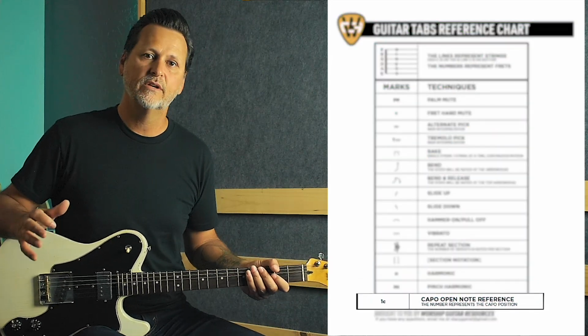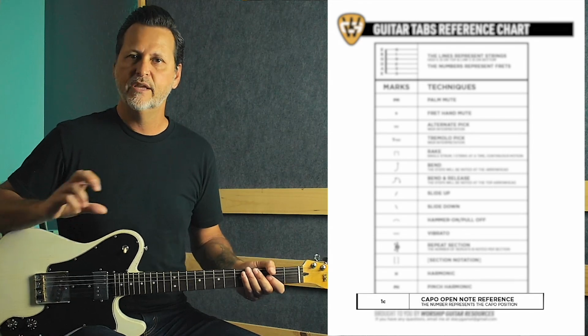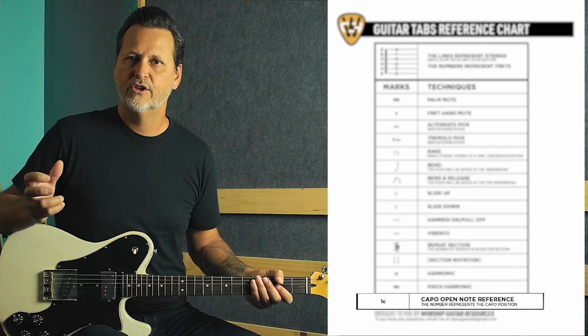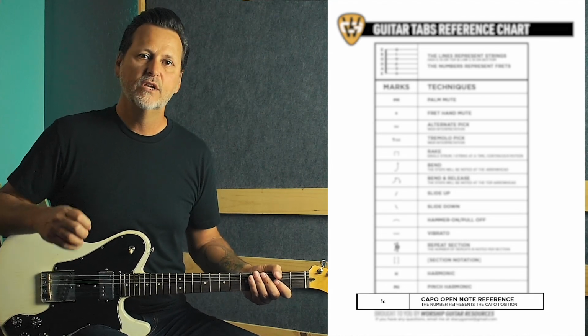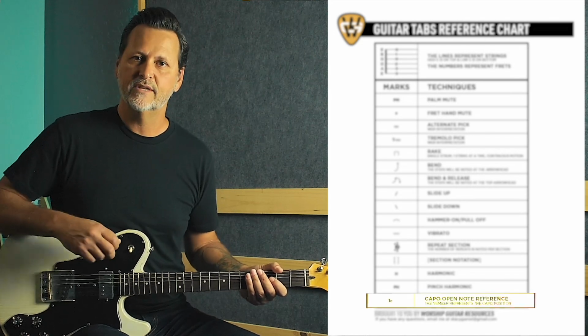And the last one on the guitar tabs reference chart is just a capo indicator. It's going to be a number representing the fret that it's on, and a lowercase c letting you know that that's a capoed note. So if you don't want to use a capo and you're going to fret that note, then you'll know exactly where it's at.